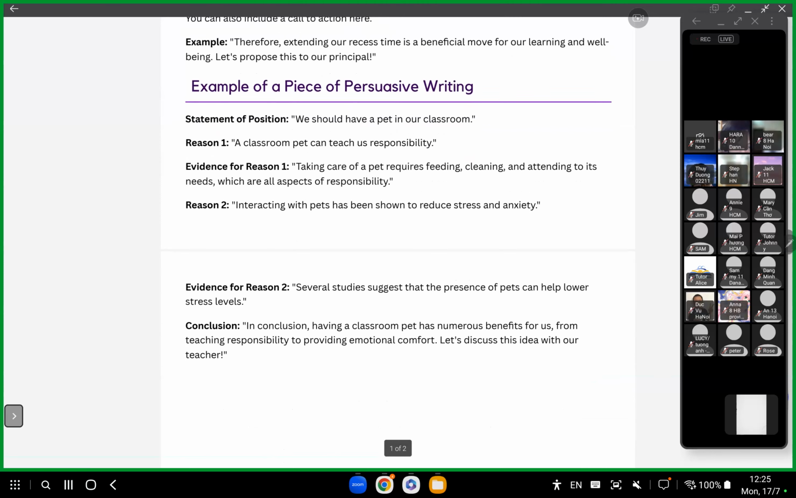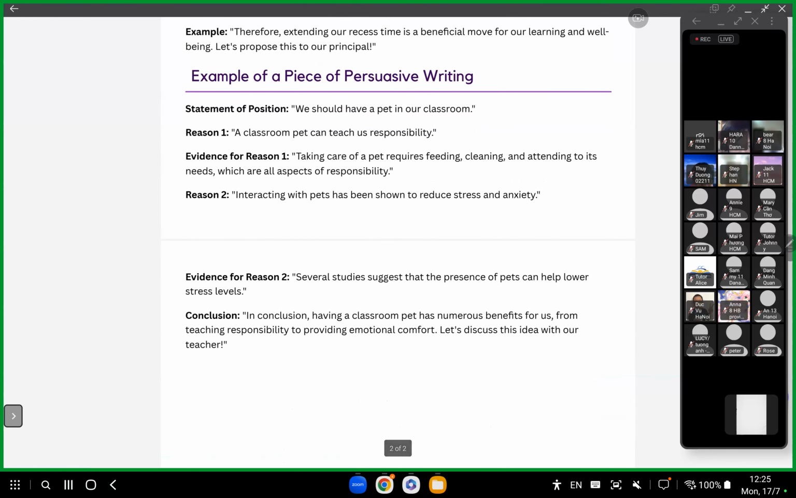So I'll go over this example piece of persuasive writing, because it breaks it down by section, what we're actually writing about. So first of all, we have our statement of position. So this is letting our audience know what we are writing about. So it's just plain and simply, we should have a pet in our classroom. So really straight to the point, short sentence, we can all understand it.